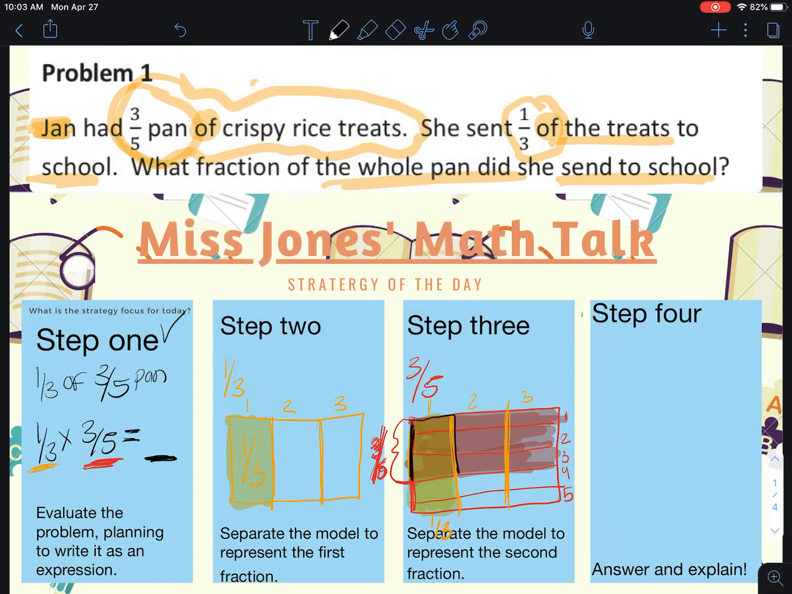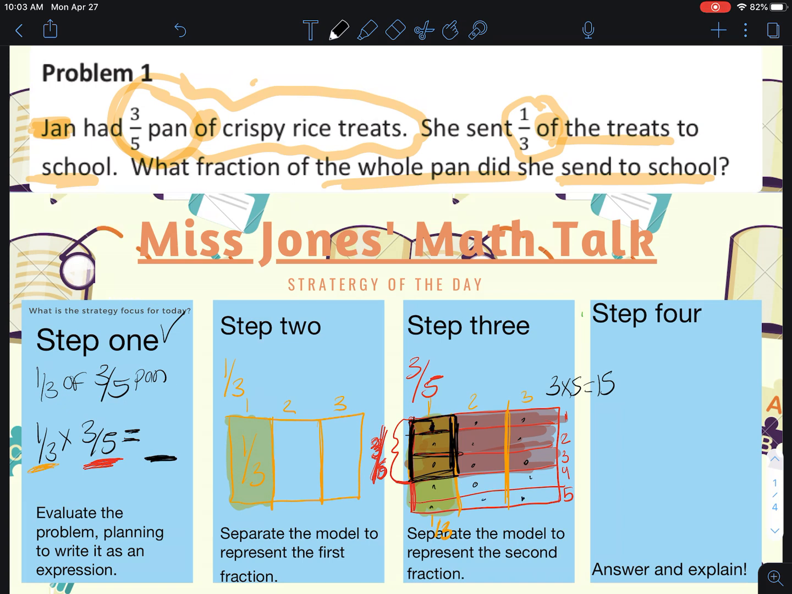The only way to find out is to find out how many boxes we have in our model altogether now that we have created these new portions. All right, so I have 1, 2, 3 on this side, and I have 1, 2, 3, 4, 5 on that side. So I know 3 times 5 is 15, which tells us we have 15 boxes. 1, 2, 3, 4, 5, 6, 7, 8, 9, 10, 11, 12, 13, 14, 15 boxes.